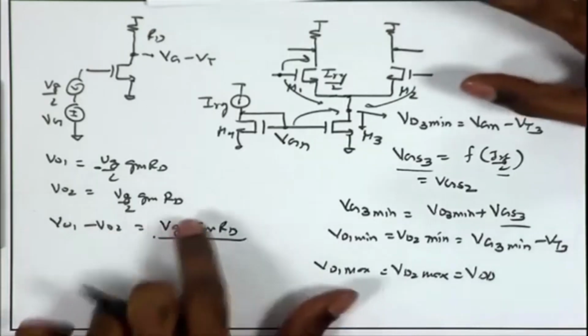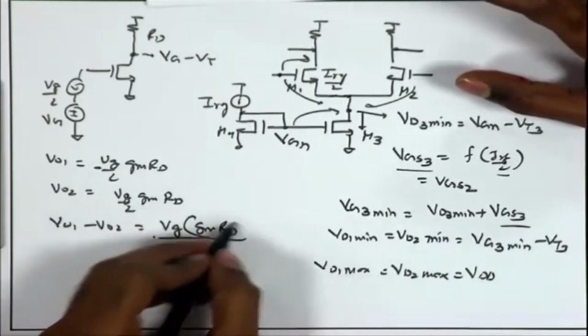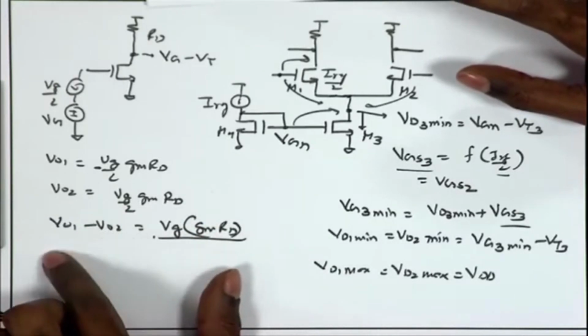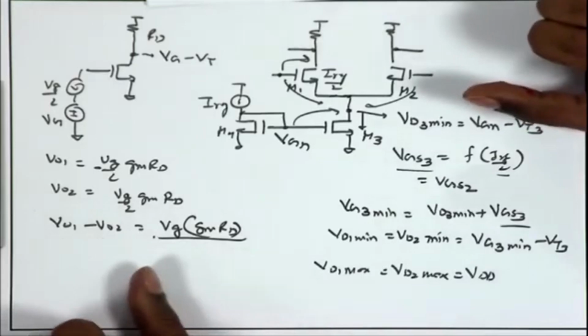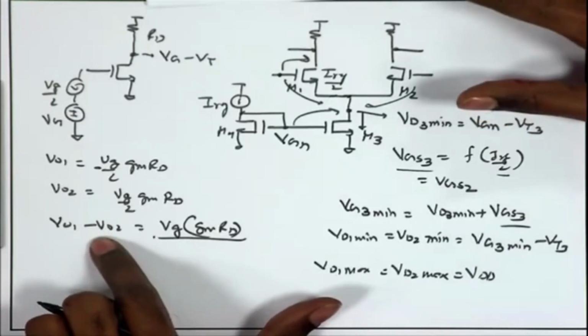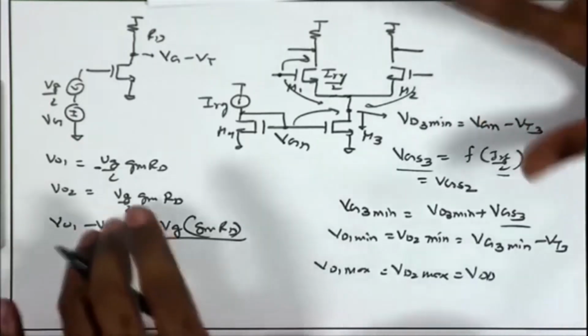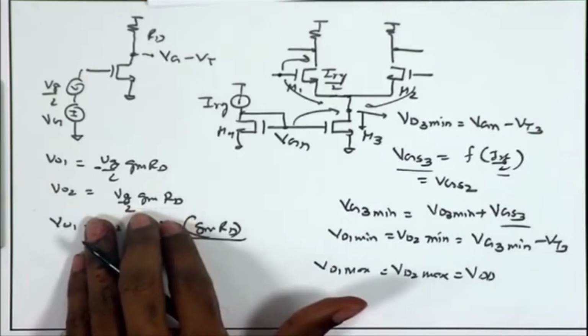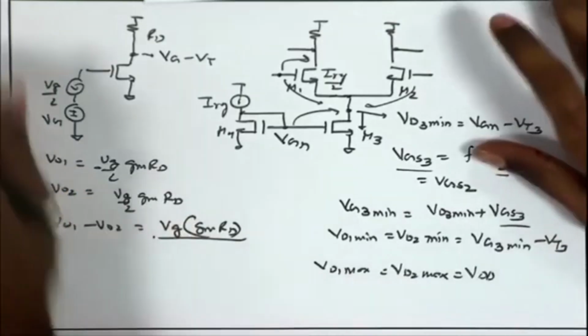So, this is the gain, we are just getting gmRD as the small signal gain, VO1 minus VO2 divided by Vin1 minus Vin2. So, the small signal analysis for the differential operation remains the same. What about the small signal analysis for the common mode case? For the common mode case, how do we deal with it?